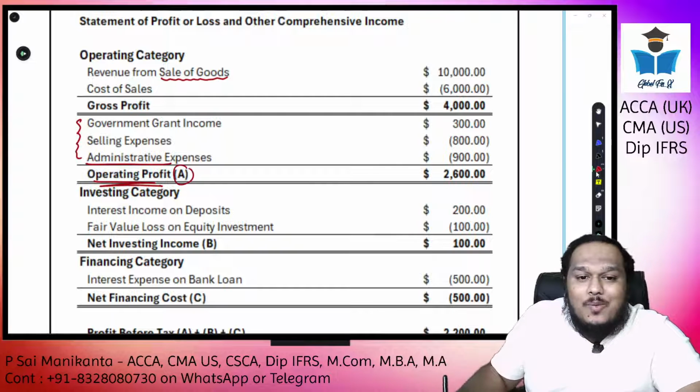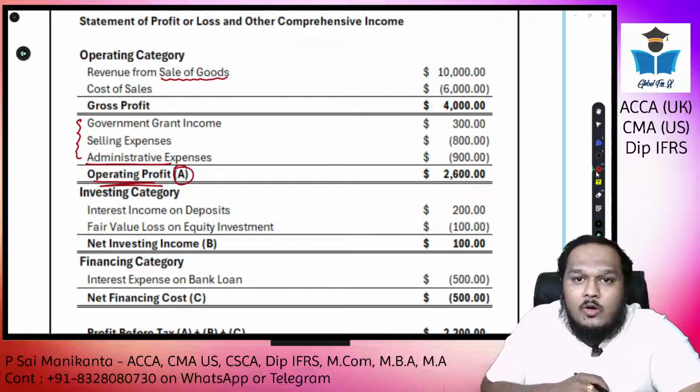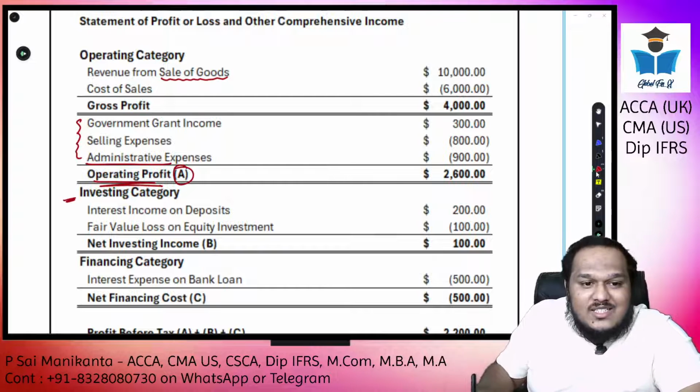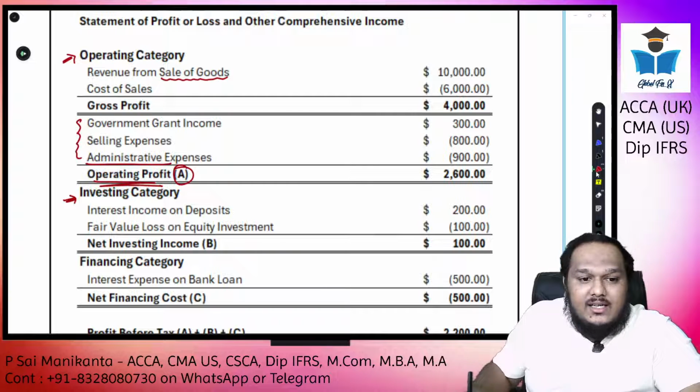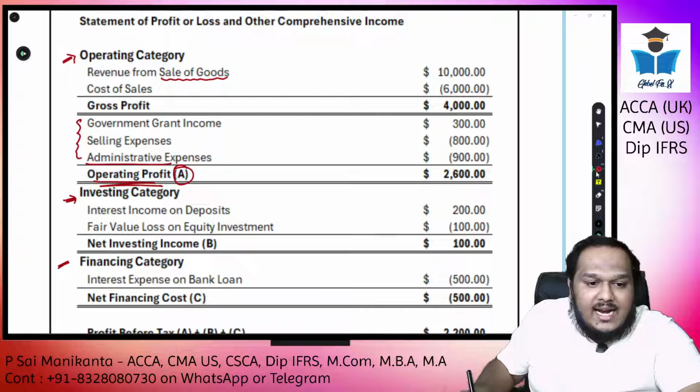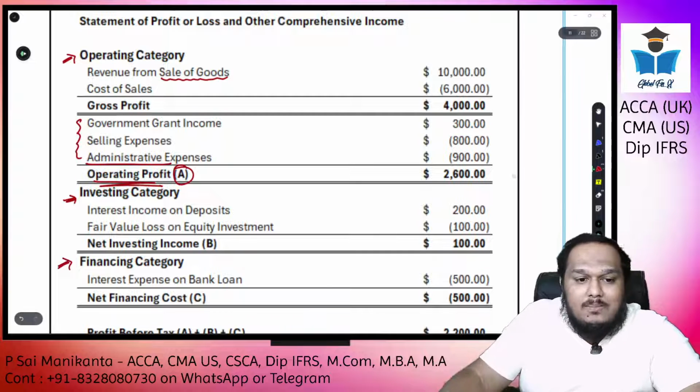Category A is operating profit. I hope now you are able to understand. Second, the investing category. Heading here is the operating category. The second heading is the investing category: interest income on deposits, fair value loss on equity investments. This is net investment income. Then the third category, financing: interest expense on bank loan.